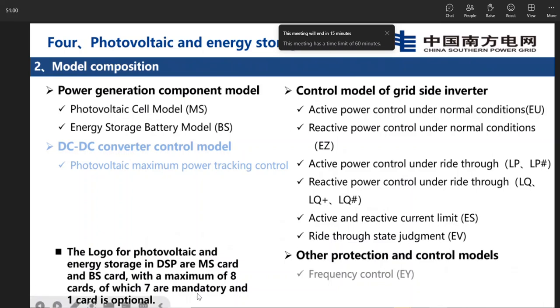For them, there are 8 cards, and 7 are mandatory, and 1 card is optional. The frequency control card, the EY card, is optional. Solar and energy storage just have these 2 cards, the MS and BS cards, that are different, and all other things are the same.